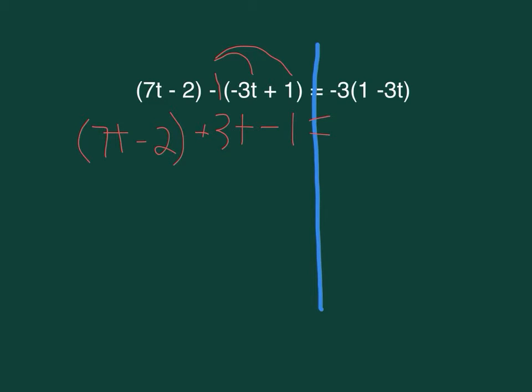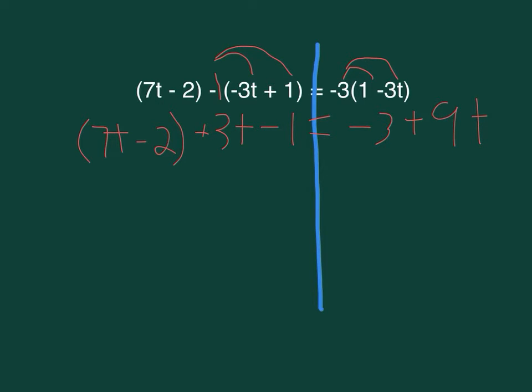Equals, and on the other side, we're going to do the same thing. We're going to distribute to everything on the inside. -3 times 1 is -3, and -3 times -3t is positive 9t. Okay, so from there we've accomplished our first step, which is the distributive property.